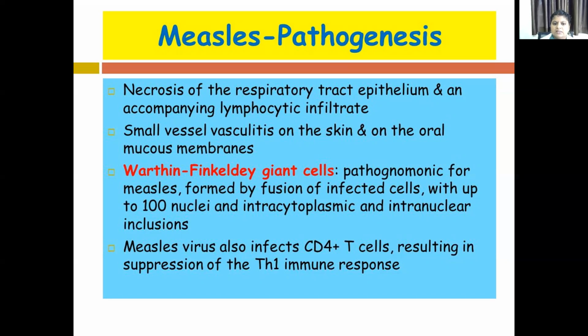Warthin-Finkeldey giant cells. This is one of the important characteristic features of measles, usually seen in the lymphoid organs, where you will see intracytoplasmic and intranuclear inclusions. Almost 100 nuclei can be seen in a multinucleated giant cell. It also infects the CD4 T cells. They are nothing but the helper cells, resulting in the suppression of the Th1 immune response.